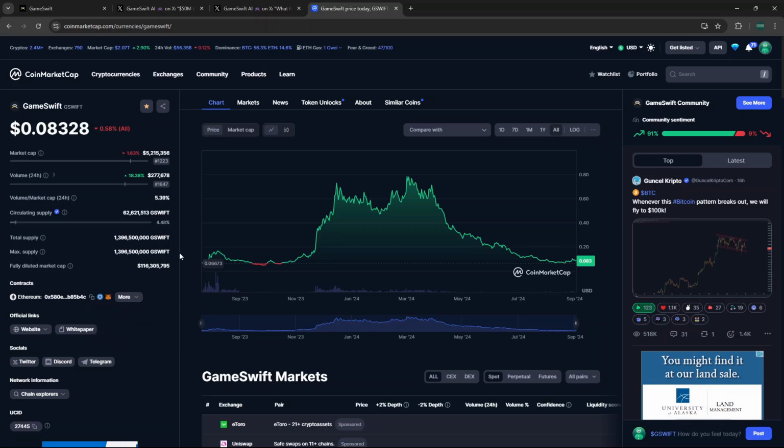They still have their Ethereum token as well, and they do have their own mainnet coming. So don't fret if you're not bullish on Arbitrum.